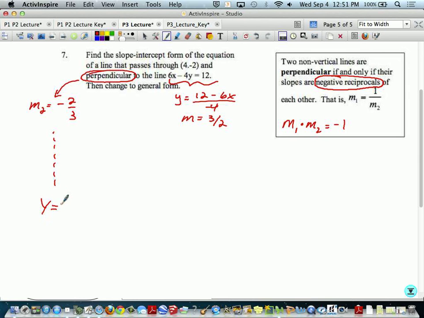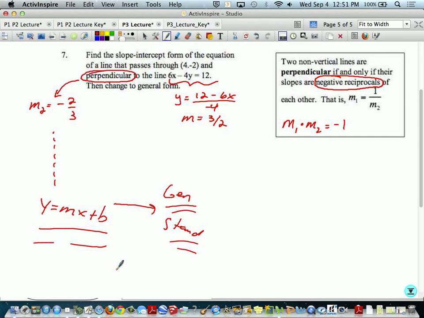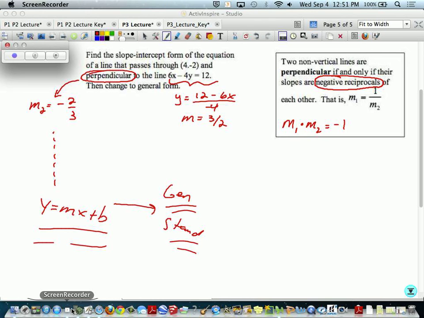Get to y equals mx plus b. So I want you to check that. And then I want you to take it over to the general form or standard form for a linear. And we'll check that. I'll move around if you have questions, but we're almost done there.